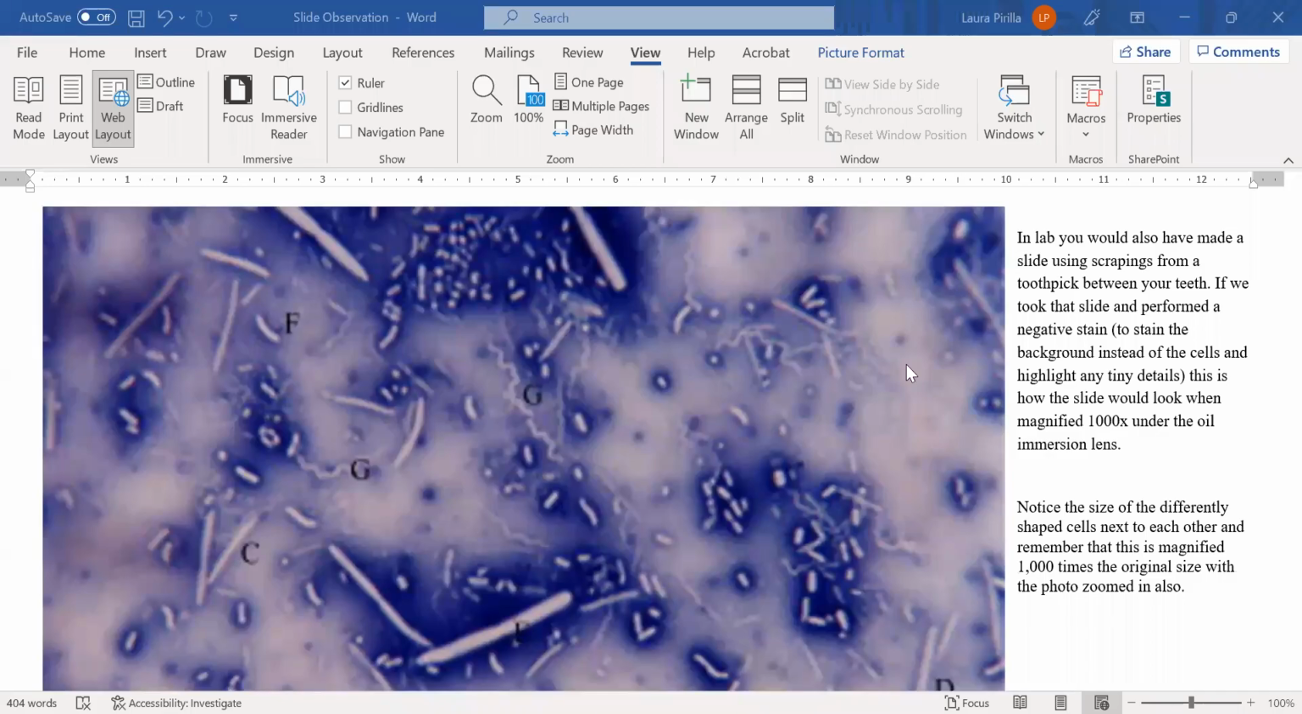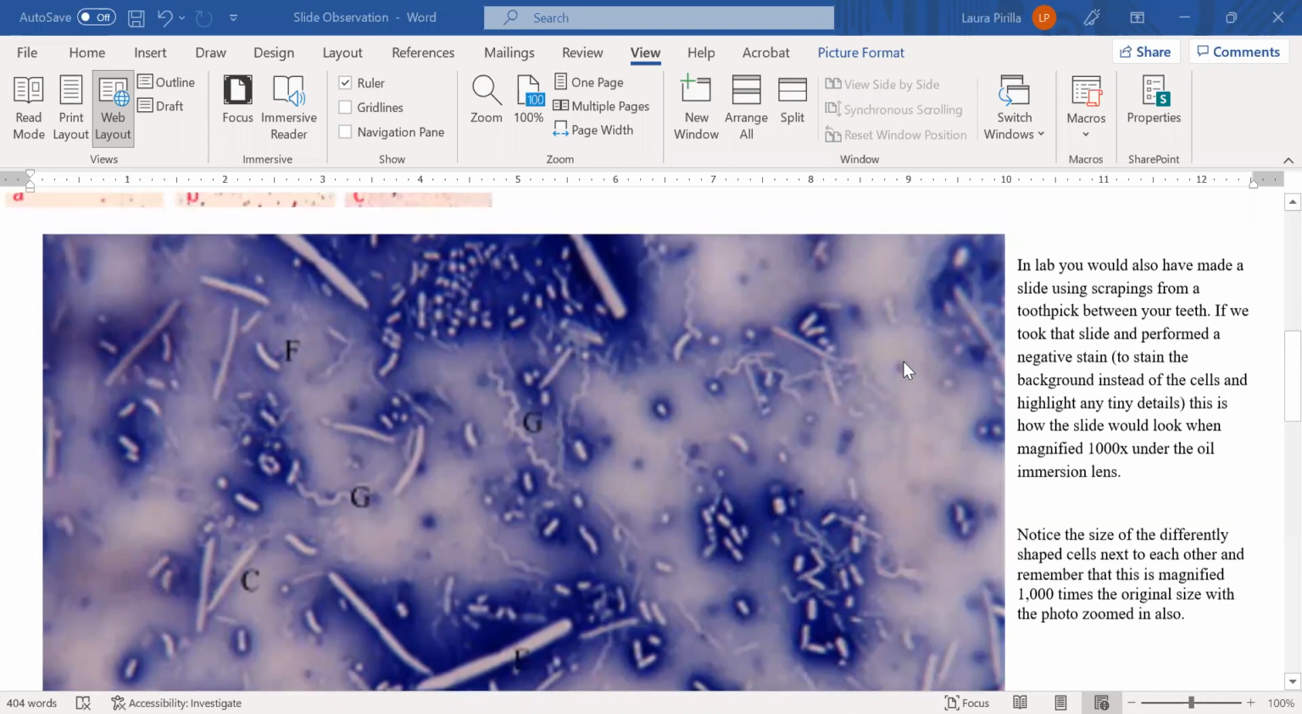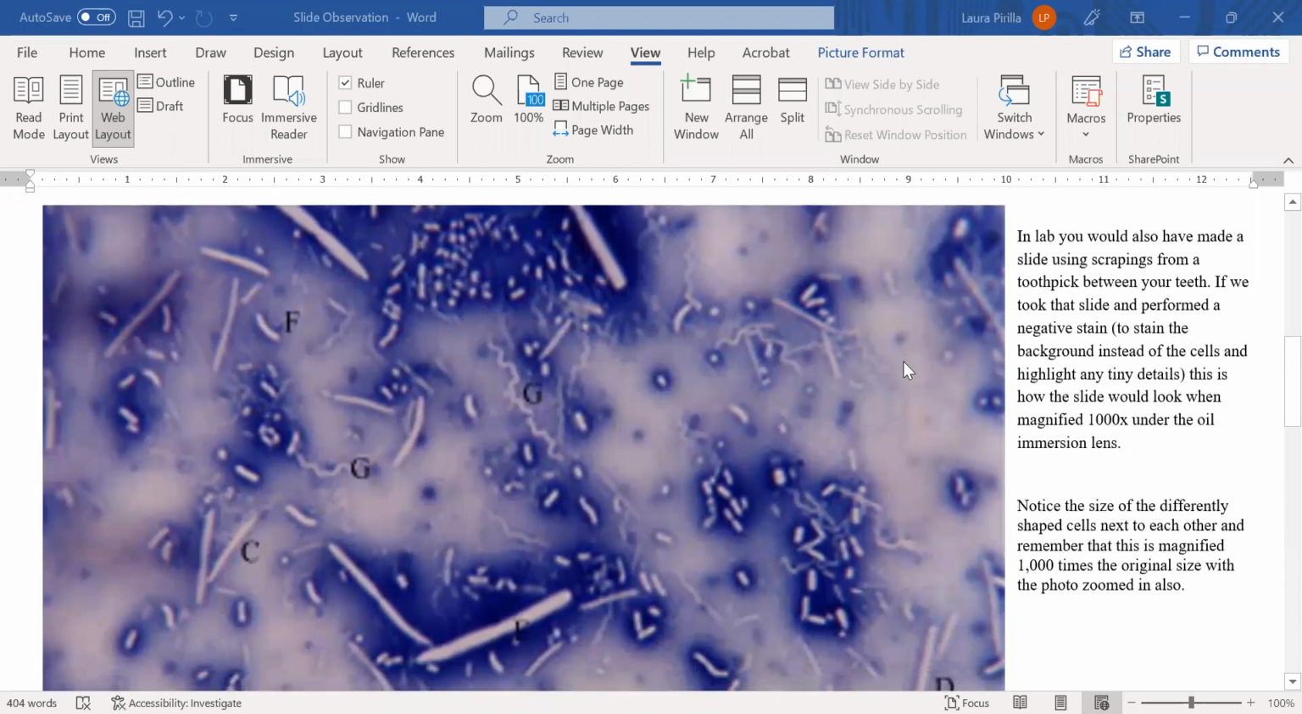So in assignment 1 in exercise 3, we would be viewing some different microscope slides. Instead of doing that, what I thought might be more interesting for you would be to simulate an experiment where you took a scraping from between your teeth and gums with a toothpick and made a slide and did what we call a negative stain to stain the background of the slide to bring out all of the little details of the different types of bacteria that might be present on the microscope slide.